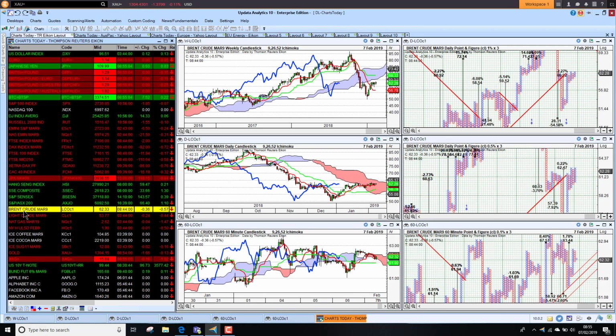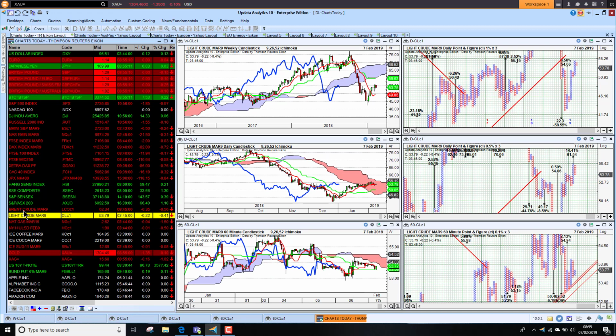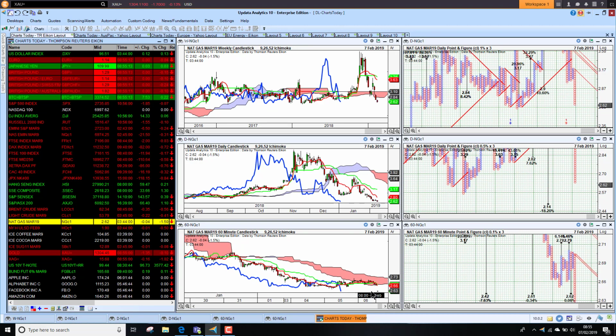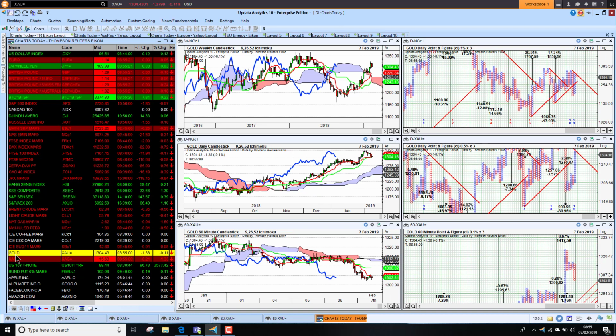Brent crude, looking at commodities, is sitting still at around $62, so little change there. WTI, much the same picture. US nat gas, lower still at $2.60. Hard to believe that we were nudging $4 just a few months ago. Gold is falling away, so we're short-term bearish. We're at 1304, so we are seeing a bit of a pullback after this run that we saw.